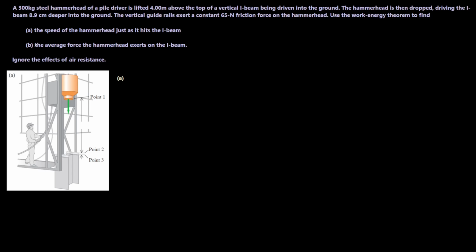In this video, we're going to use the work-energy theorem to solve this problem. A 300 kilogram steel hammerhead of a pile driver is lifted 4 meters above the top of a vertical I-beam being driven down into the ground. The hammerhead is then dropped, driving the I-beam 8.9 centimeters deeper into the ground. The vertical guide rails exert a constant 65 Newton friction force on the hammerhead.